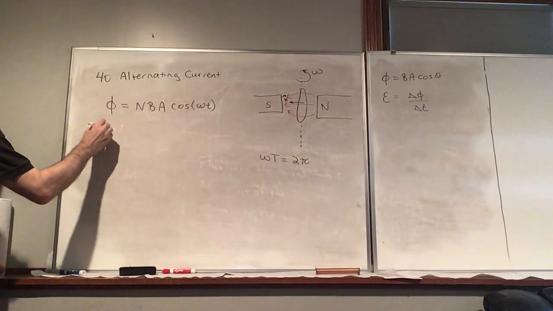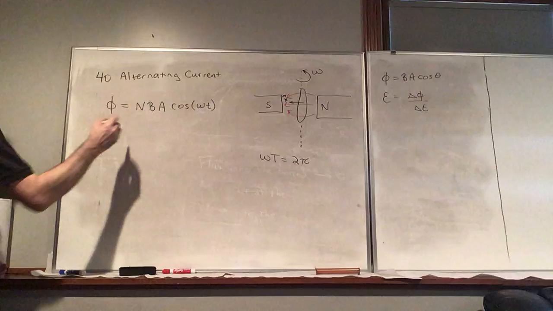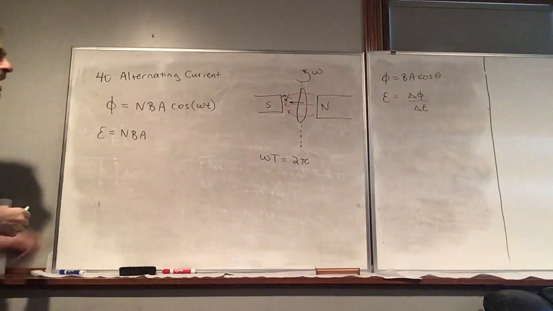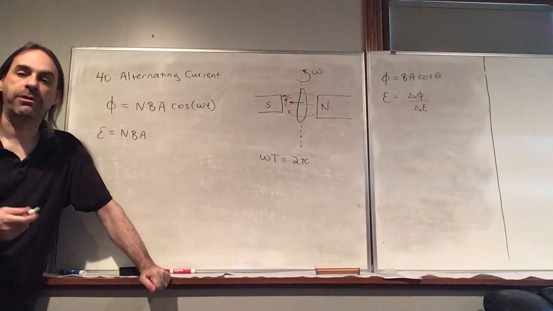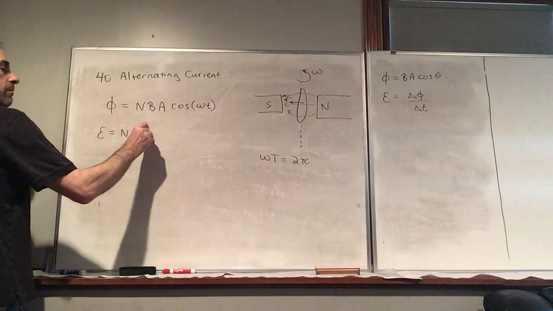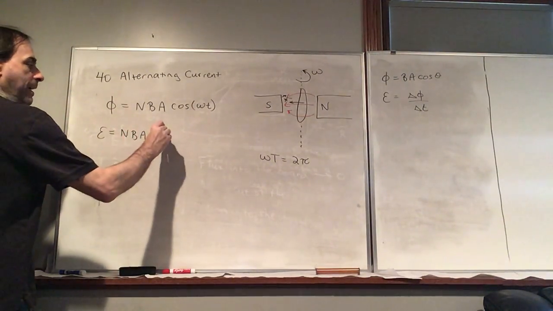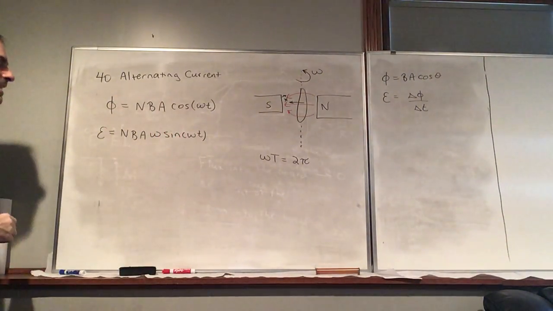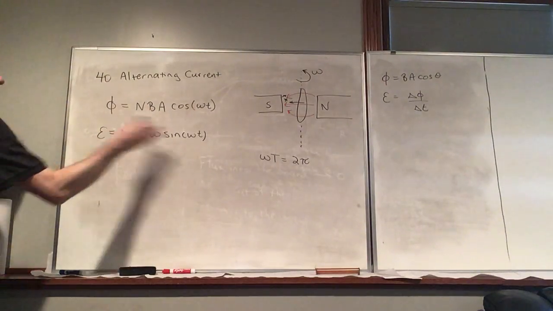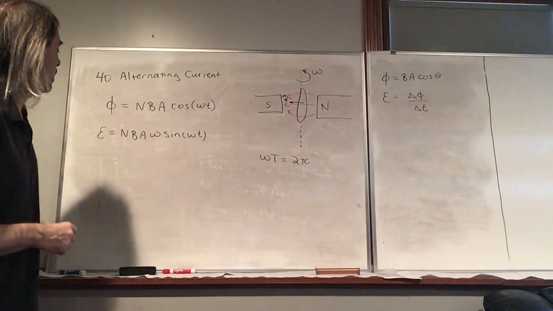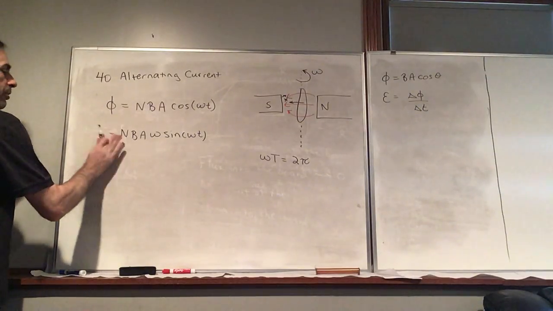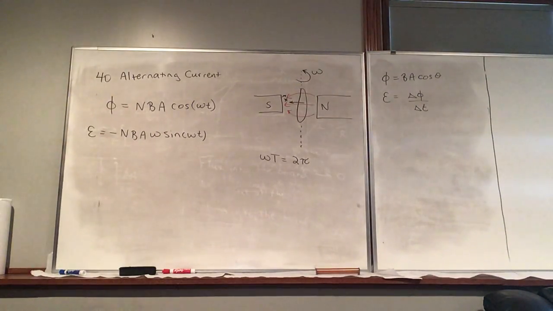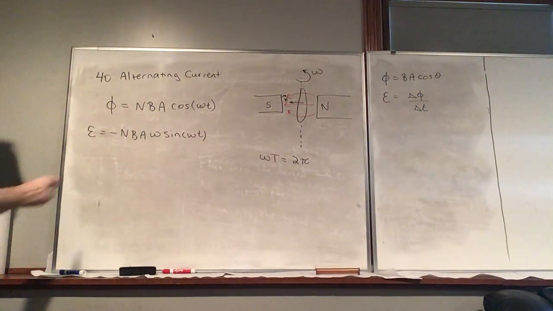But the EMF, we can take all the constants out. And then looking at how this cosine omega t changes with time, I'm just going to write down the answer. We have omega times sine omega t. Now there's a minus sign in front. I don't want to put the minus sign there, but I guess I probably should if I'm doing it this way. Okay. So this is what the EMF would look like as a function of time.